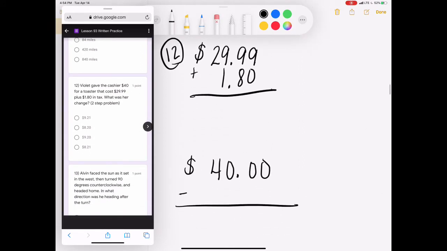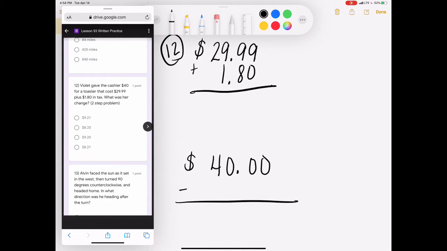Number 12. Violet gave the cashier $40 for a toaster that cost $29.99, but it also had $1.80 in tax. What was her change? 9 plus 0 is 9. 9 plus 8 is 17.